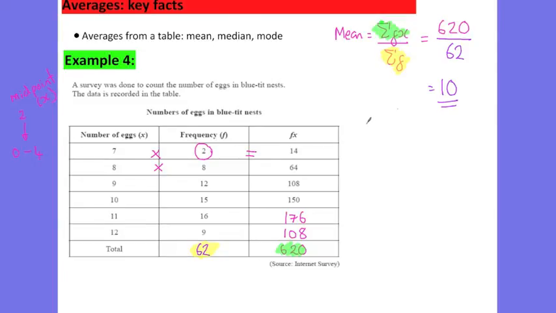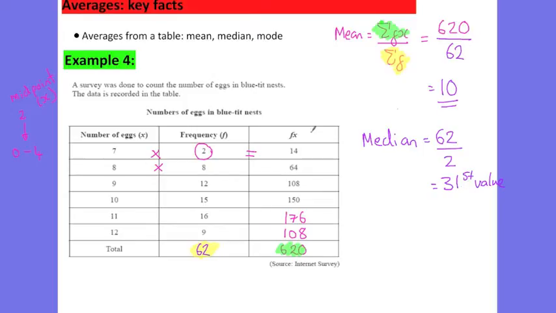When asked to find the median, we need to find the middle value. We have 62 values. 62 divided by 2 will give us the middle value, the 31st value. This corresponds to the median. This is not the answer. We must find where the 31st value is.